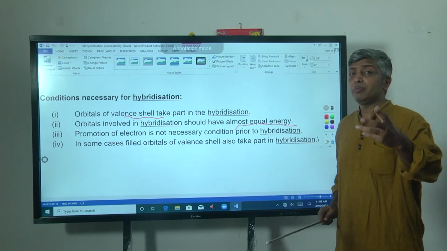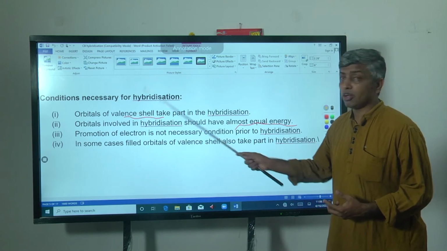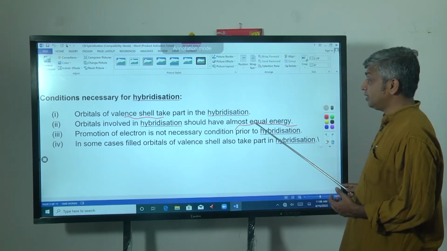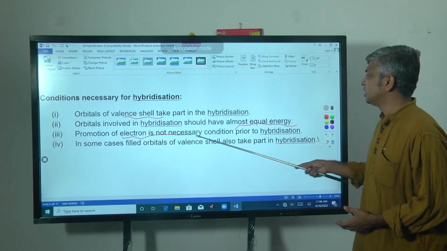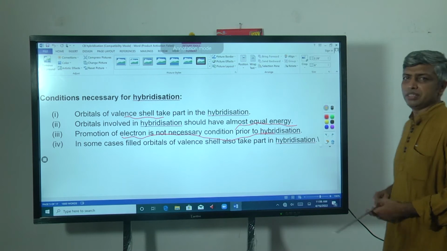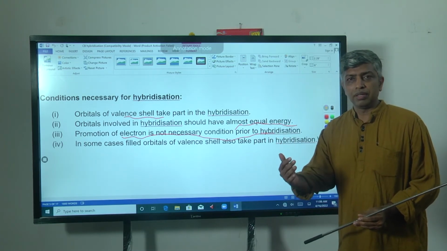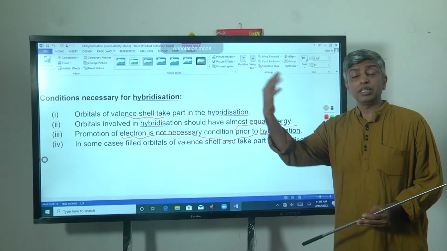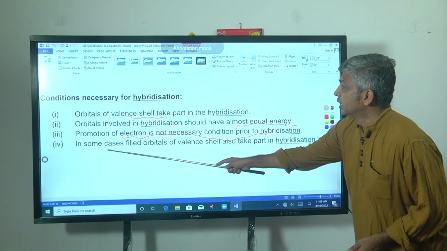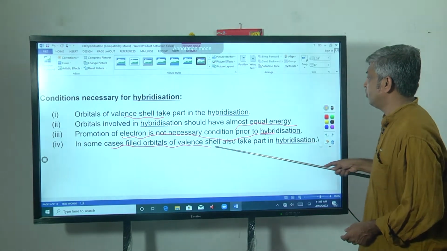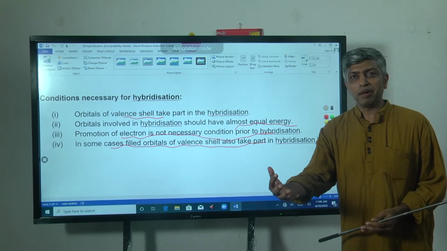What type of electrons will be involved in hybridization? Not inner orbitals, but valence shell orbitals. And the energy should be equal. Promotion of an electron is not a necessary condition prior to hybridization. Every time, promotion of an electron is not the condition, but it depends on the atomic orbitals coming near the carbon. In some cases, filled orbitals of the valence shell also take part in hybridization.